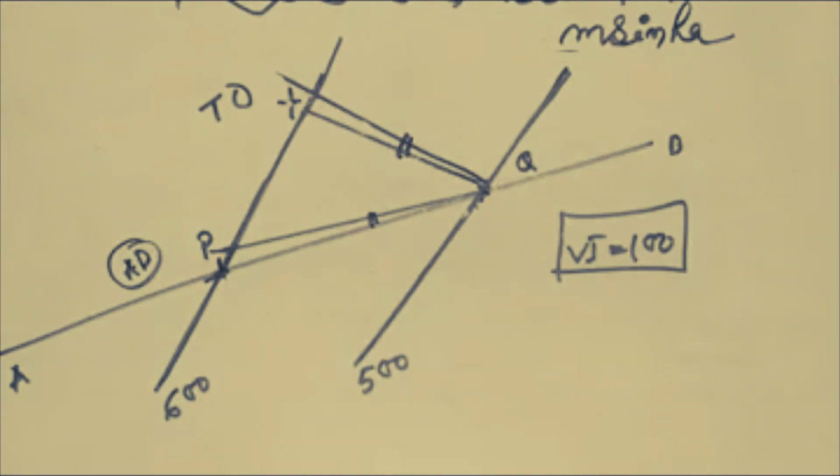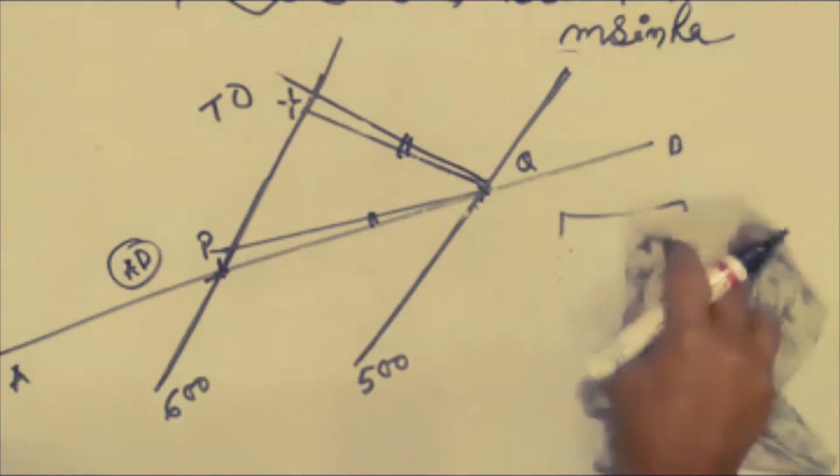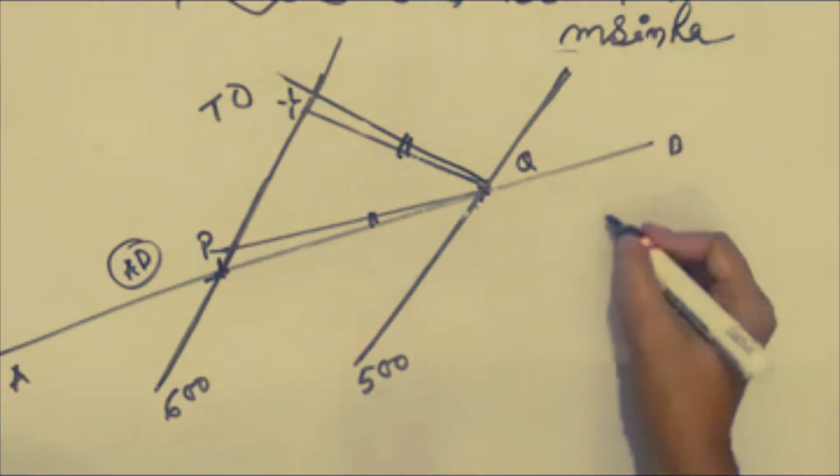Now come to the point of direction. Okay, I would like to mention one thing. In the last semester, I think there was a chapter on whole circle bearing and reduced bearing. Here the principle of reduced bearing will be used. What is the principle of reduced bearing?